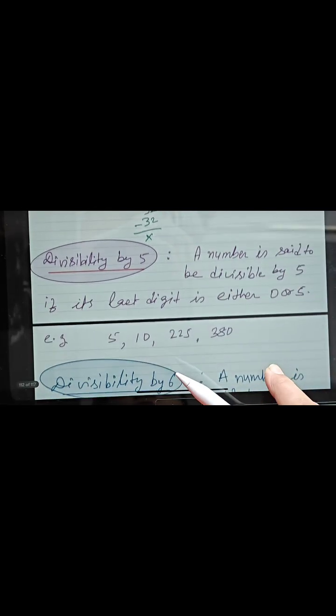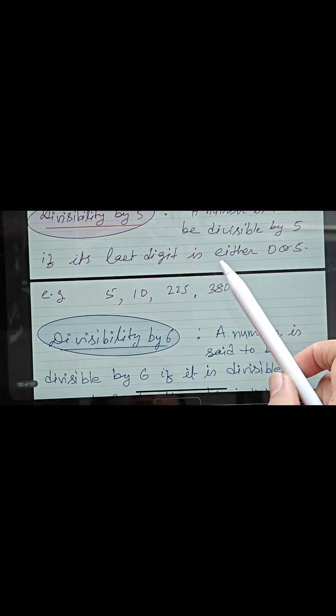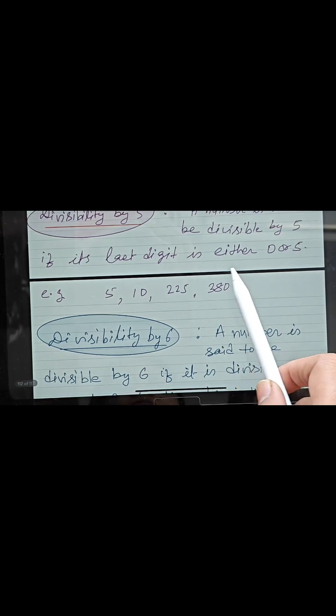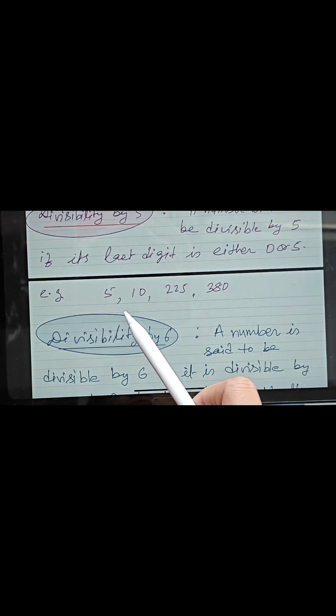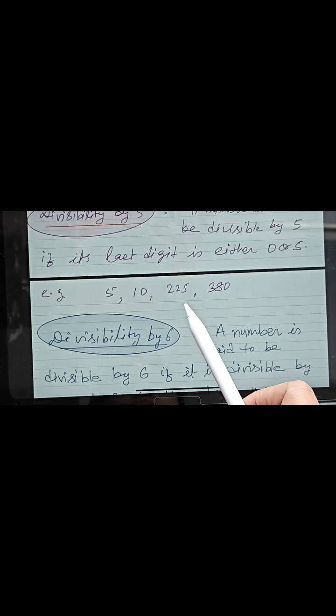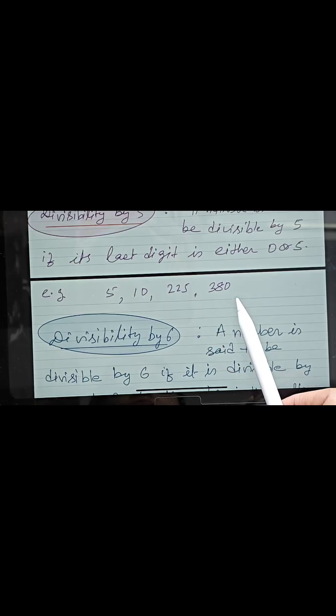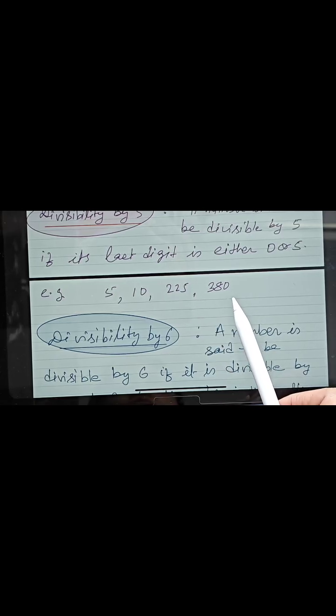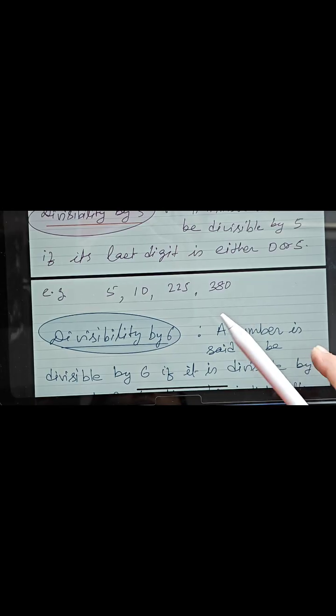Now come to the divisibility by 5. A number is said to be divisible by 5 if its last digit is either 0 or 5. So 5, 10, 25, 225, 380 and so on. So this is also a very simple rule to check for the divisibility.